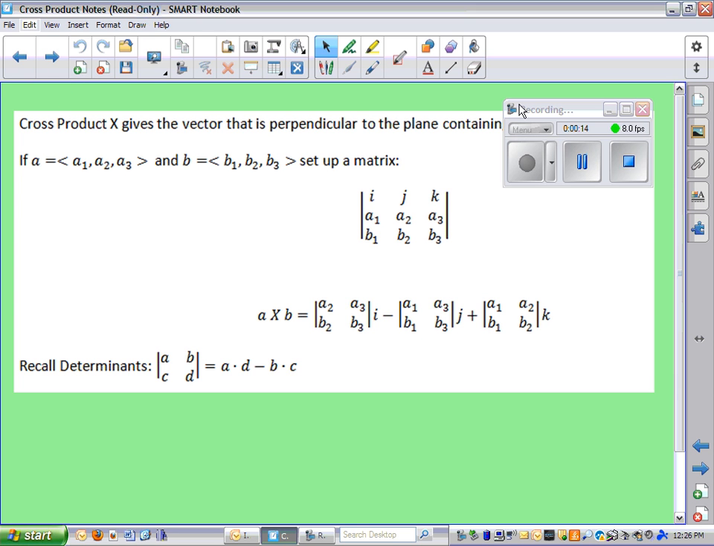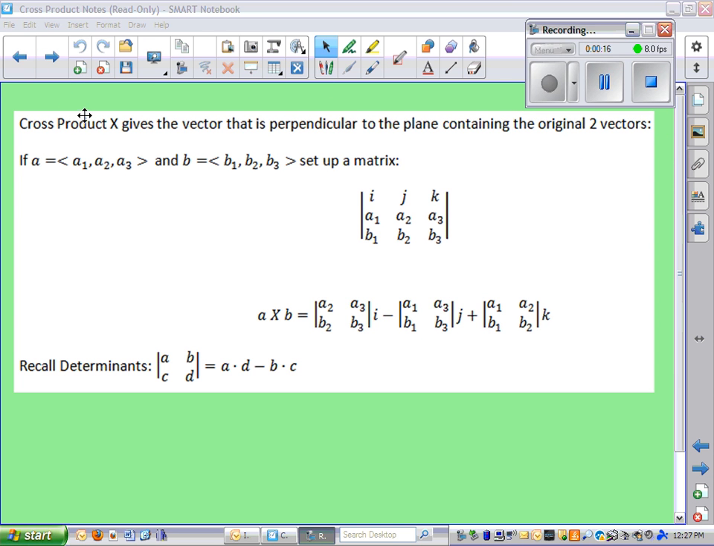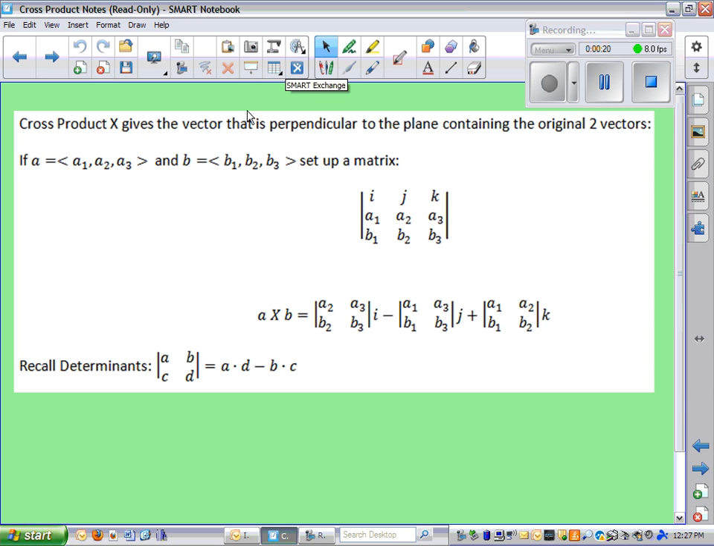The cross product is what we're doing today. The cross product looks like a big multiplication sign. It gives the vector that is perpendicular to the plane containing the original two vectors. So basically you take your A and your B and it looks like you're multiplying them. What we're going to do first is make a matrix, and then we're going to use that matrix to make an equation.